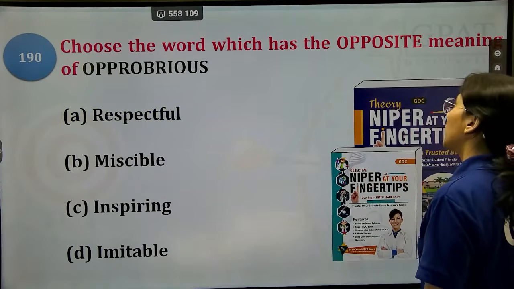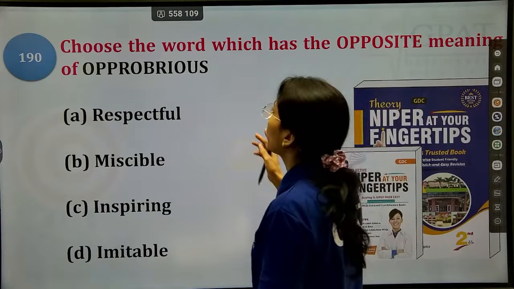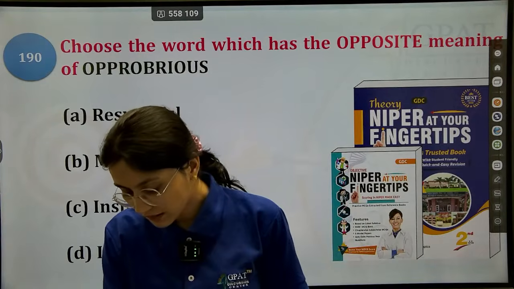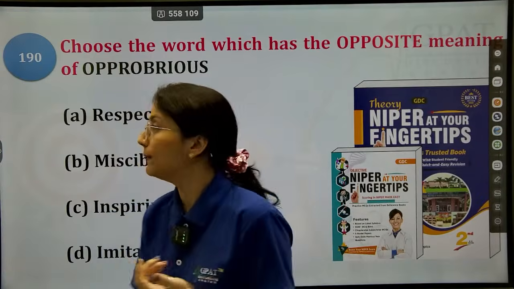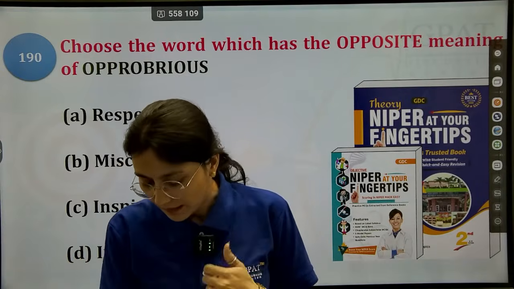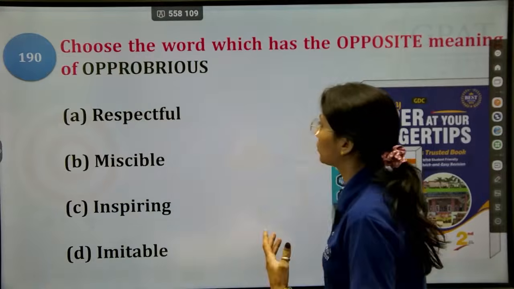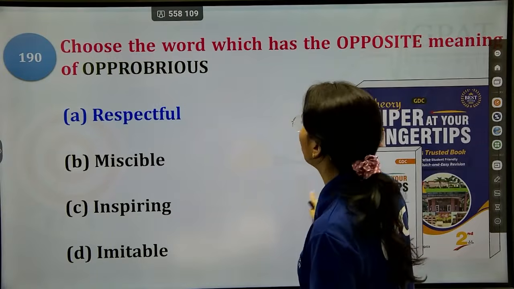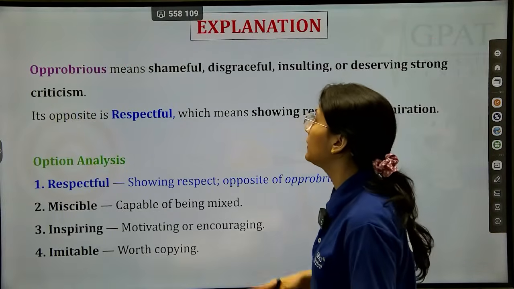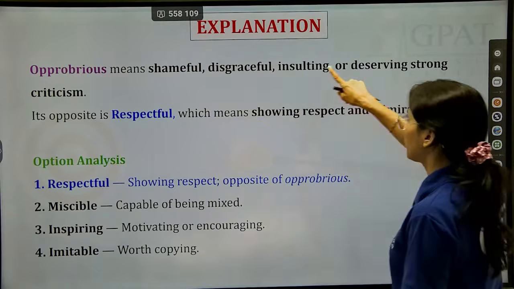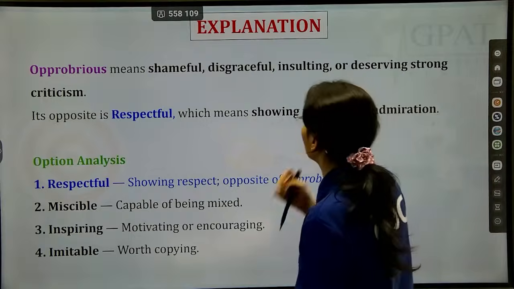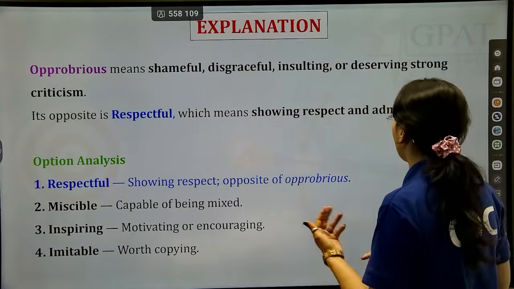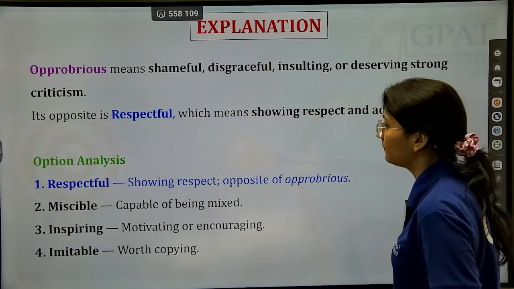Choose the word which has the opposite meaning of opprobrious. Opprobrious means expressing scorn or criticism. The options are respectful, miserable, inspiring, imitable. So the correct answer is respectful. The opposite of opprobrious is respectful, showing respect towards someone.